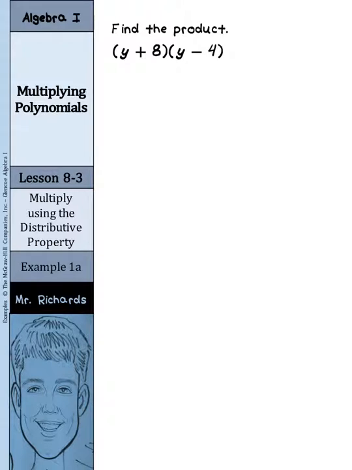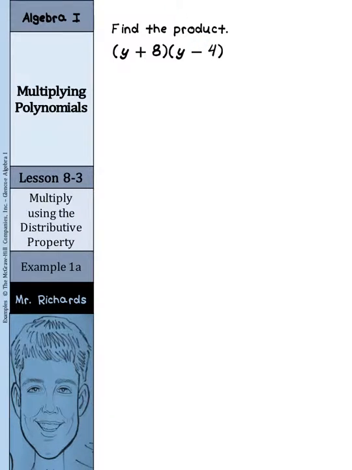In the first example, we're going to find the product by using the distributive property. Now, we've taken the distributive property and said, okay, I'm going to take y and distribute to terms inside the parentheses. In this example, we're actually going to take not only the y, but this positive 8 as well.